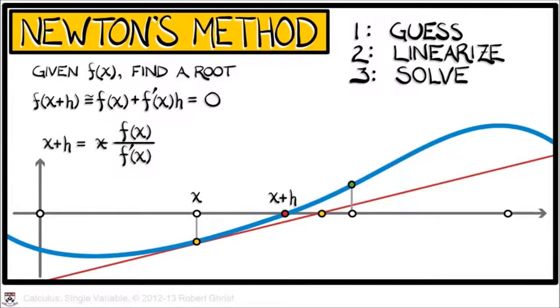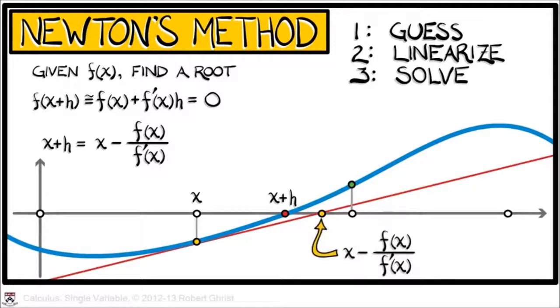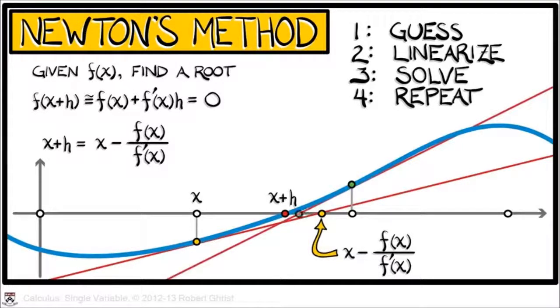Now h is not the root. x plus h is the root. And so we get the following formula. And the genius of Newton's method is not to stop there, but to repeat or iterate and do it again, getting a better approximation. And then your last step is to hope that this repetition will converge to the desired root.